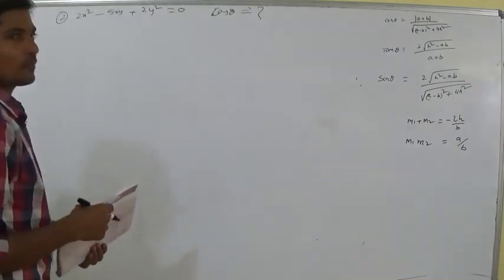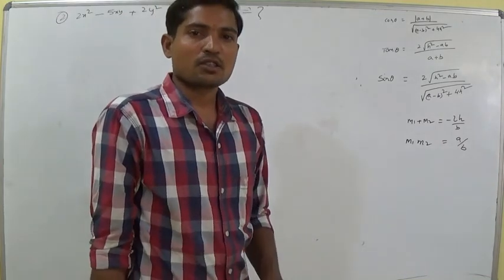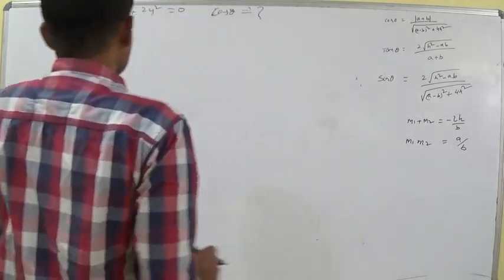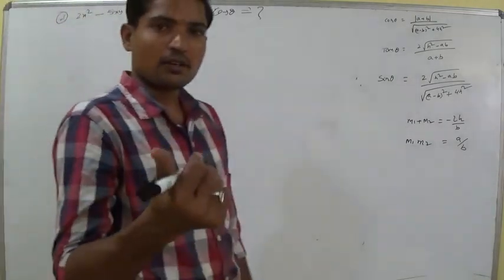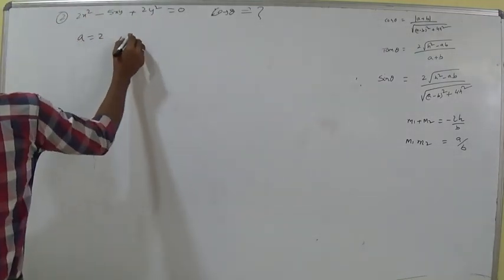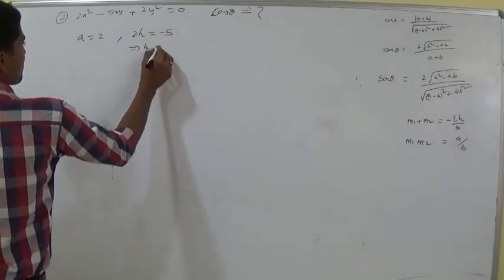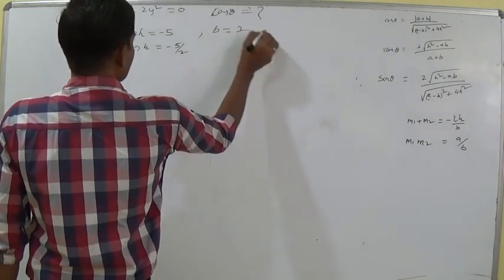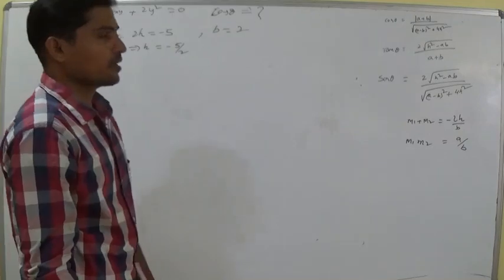Cos theta is equal to modulus of a plus b by square root of a minus b whole square plus 4h square. We have to write the values of a, h and b. What is a here? A equal to 2 and 2h is equal to minus 5 implies h is equal to minus 5 by 2 and b is equal to 2. I need to find the value of cos theta.